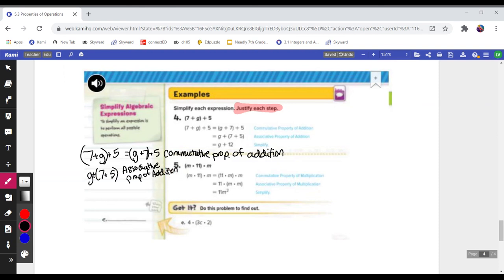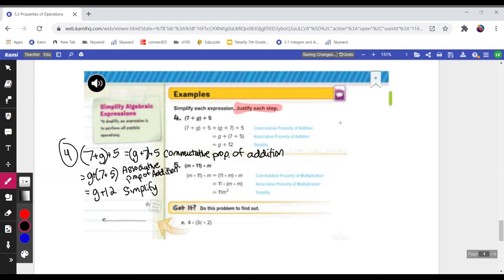If you misspell anything, that's okay. It comes with practice. And even with that, I was misspelling. So then when I simplify that, that is g plus 12. That step is just simplify. So that was number 4.